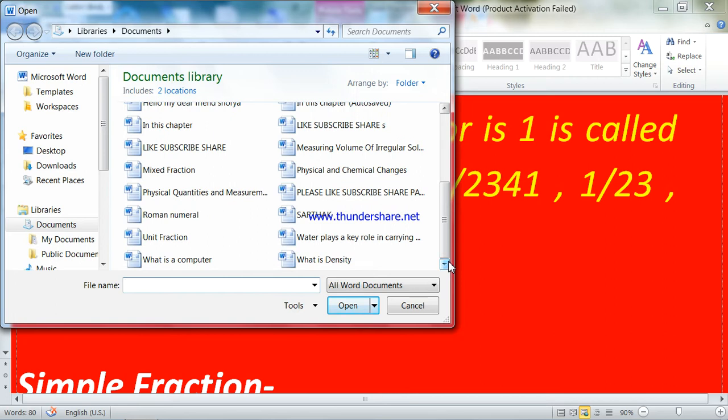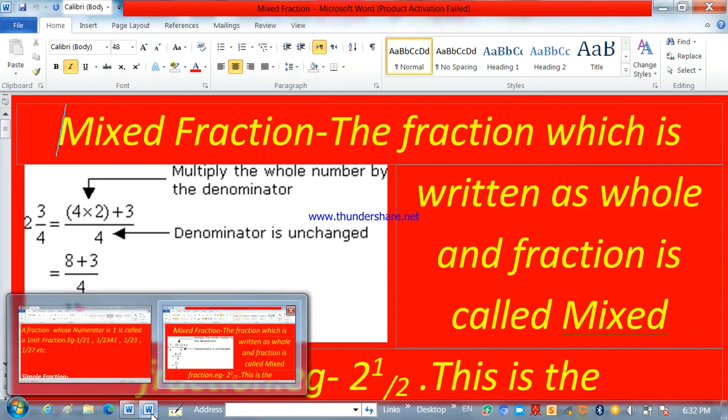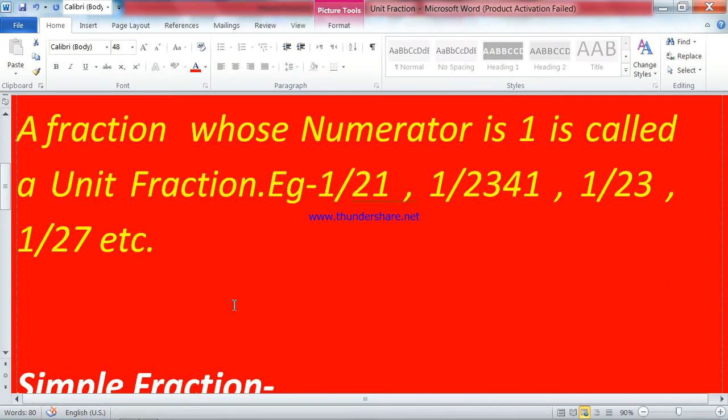Yeah, what is unit fraction? Here we are studying physical quantities and mixed fraction. Yeah, mixed fraction must be there. So here 11 is there and 4 is there. It is the second or third part of the chapter, I suppose. Here this 11, which is above this middle line, is the numerator, and 4, which is below this middle line, is the denominator. I hope you have understood what are numerator and denominator.